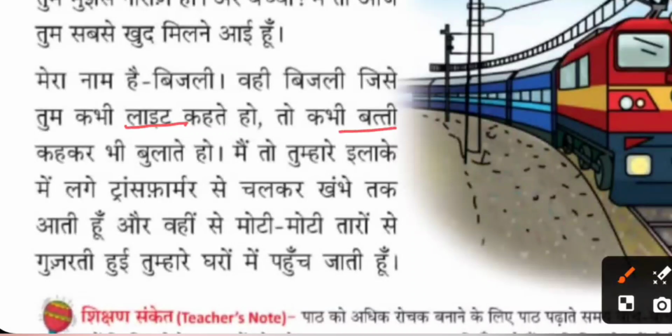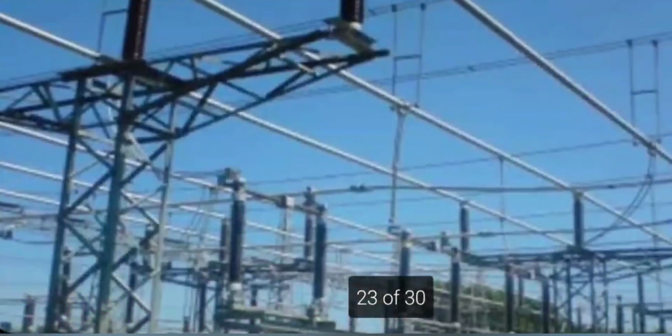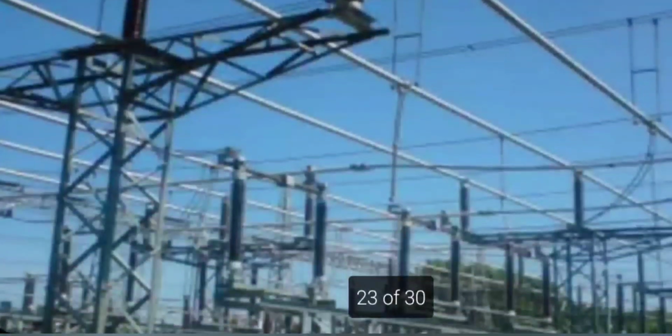मैं तो तुम्हारे इलाके में लगे ट्रांसफार्मर से चलकर खंबे तक आती हूँ और वहीं से मोटी मोटी तारों से गुजरती हुई तुम्हारे घरों में पहुँच जाती हूँ. So I am the same electricity who comes to your house through a transformer, and from the transformer there will be a post, खंबे, and through the thick wires passing through, I'll reach your house. This is how the electricity reaches home.